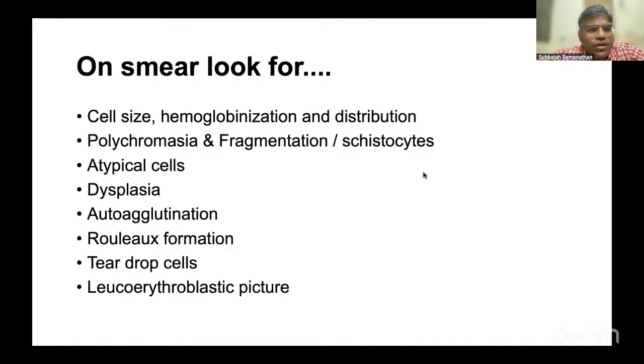Autoagglutination is the clumping of red cells upon each other due to an immune pathology, commonly seen in autoimmune hemolytic anemia. Rouleaux formation is stacking of red cells upon each other like stacks of coins. That's commonly seen in paraproteinemias or any scenario where there is chronic inflammation and hypergammaglobulinemia. The last two features, teardrop cells and leukoerythroblastic blood picture, go together hand in hand, and that's commonly seen in myelophthisic anemias, bone marrow fibrosis, infiltration, where there is a myelophthisic process going on in the marrow. It insults the marrow, and the precursor cells are thrown out of the marrow prior to maturation.